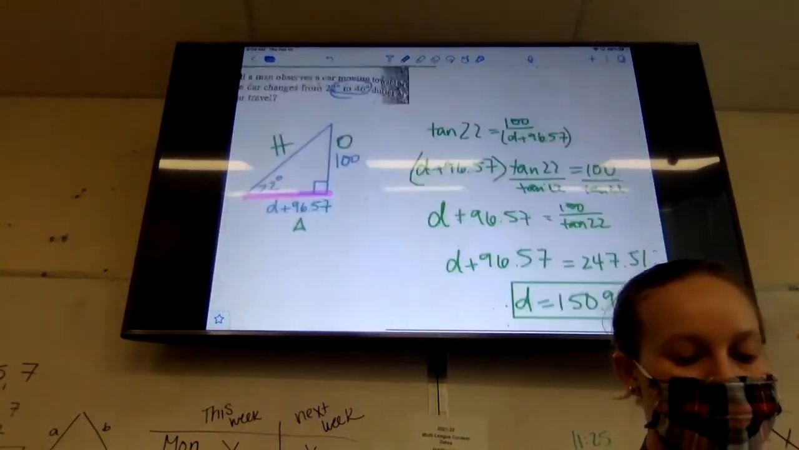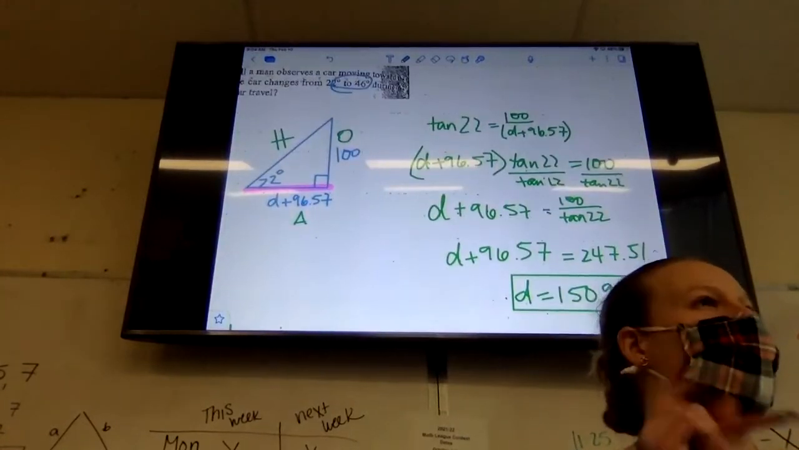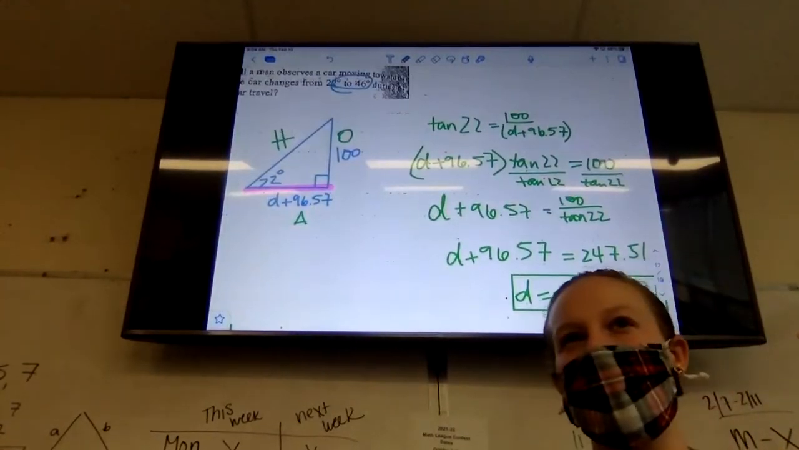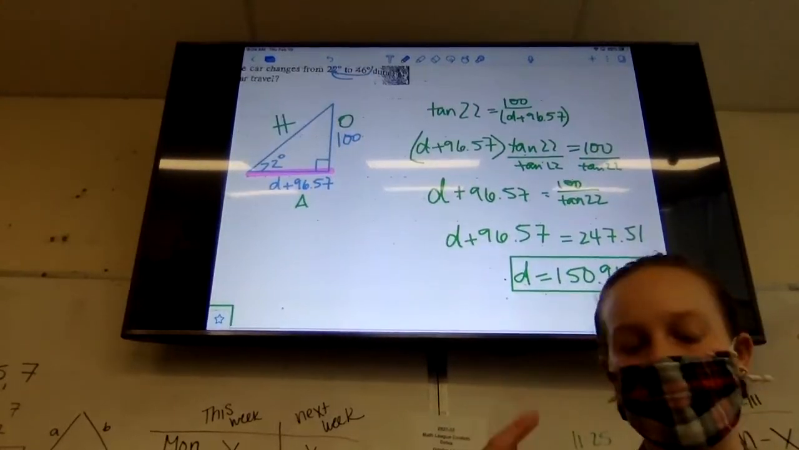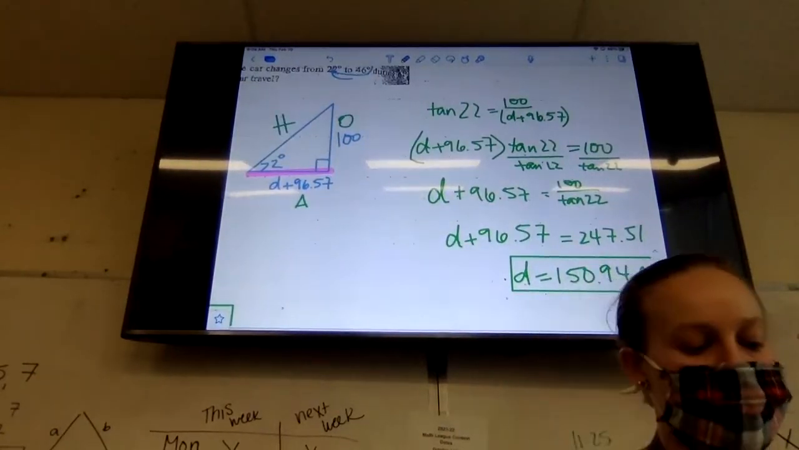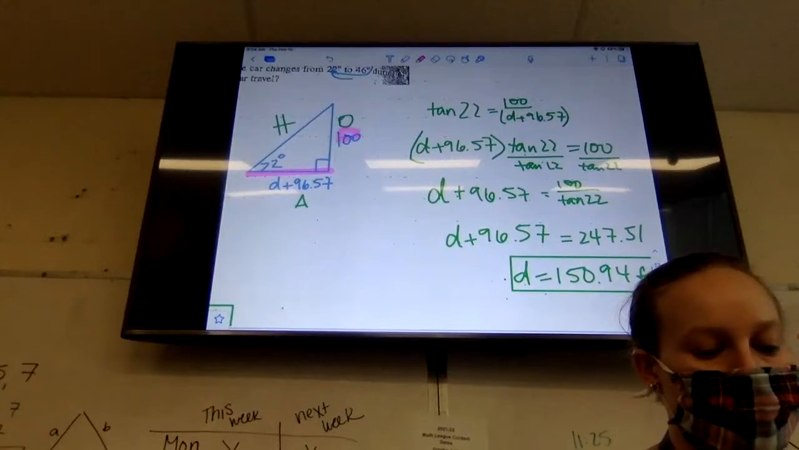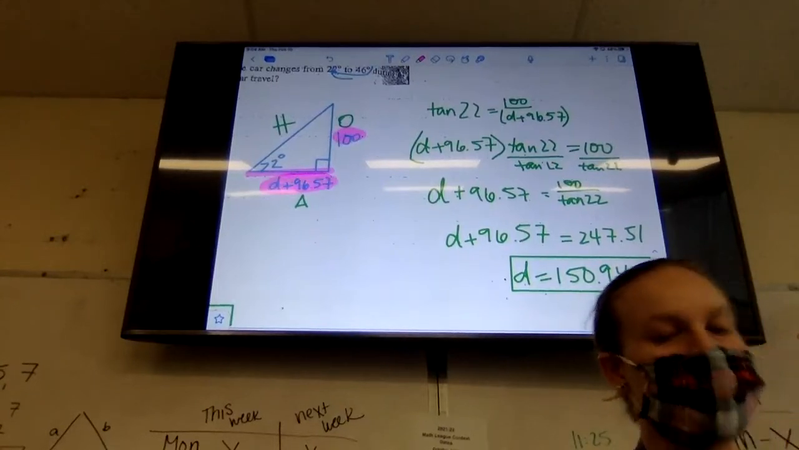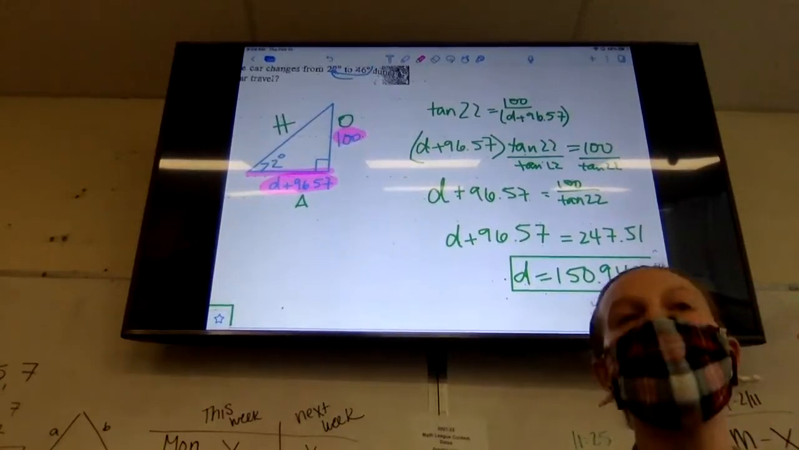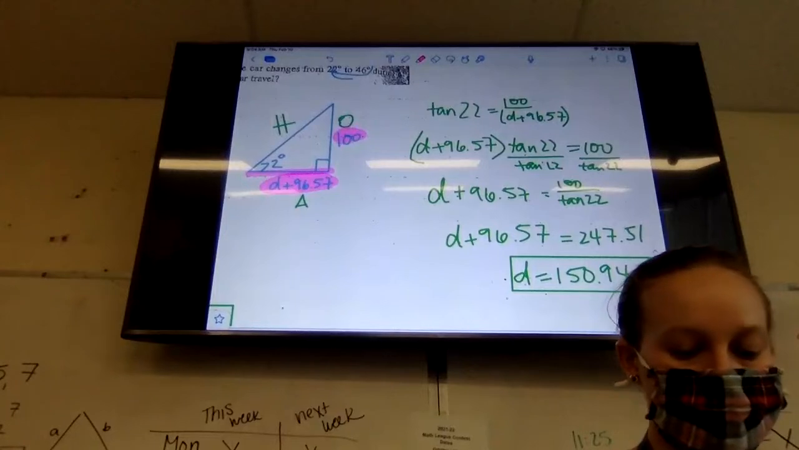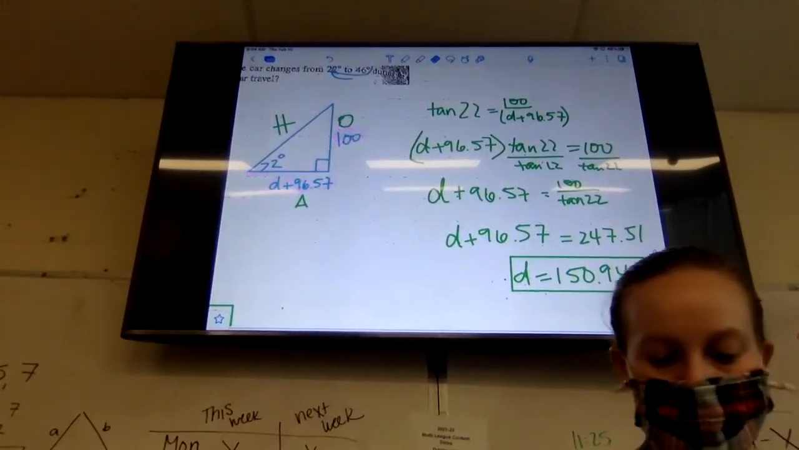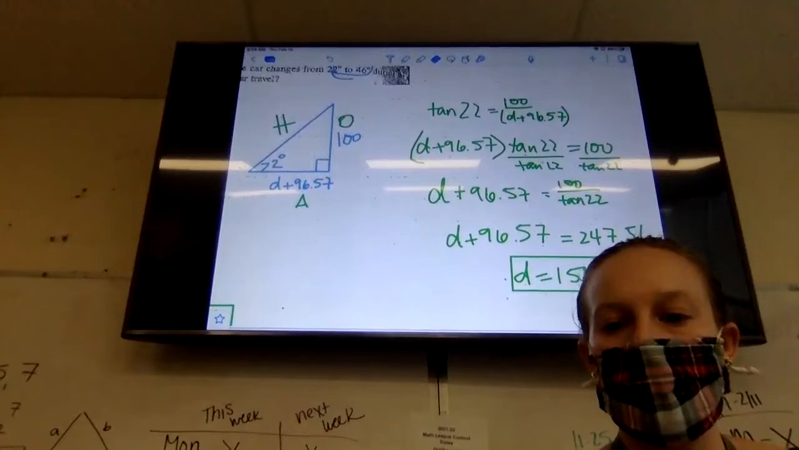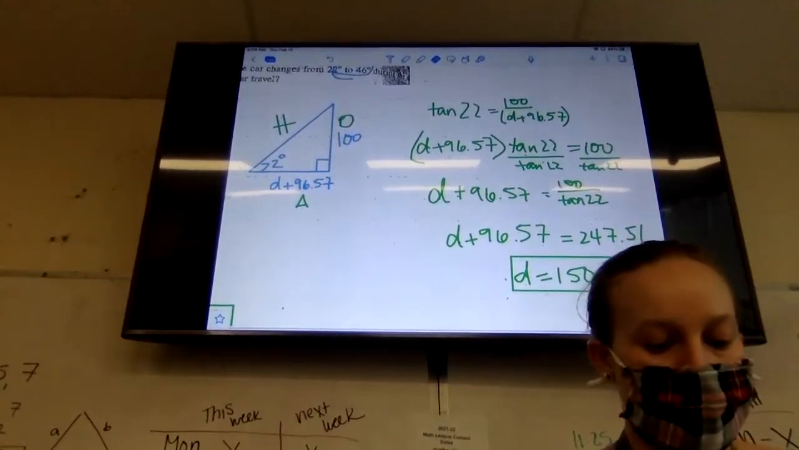The reason I did put a variable in this is the one that we're going to do. We're going to have to kind of play with letting a variable sit in there uncomfortably for a little bit longer than we're used to. So I wanted to kind of get us used to that. So I had tan of 22 equals 100 over d plus 96.57. And then we started simplifying from there. We ended up finding distance was 150.94. And then we were done from that point.